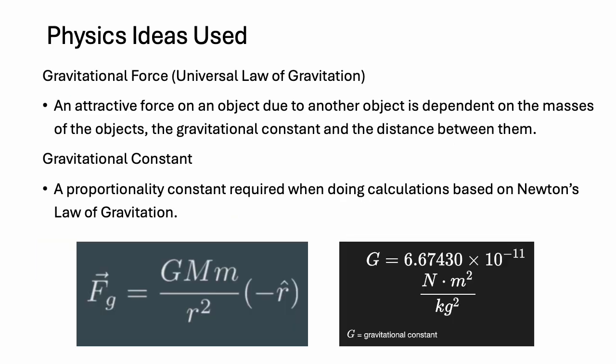Two important physics ideas used in this lab are the universal law of gravitation and the gravitational constant. The universal law of gravitation states that an attractive force on an object due to another object is dependent on the masses of the objects, the gravitational constant, and the distance between them. The gravitational constant is a proportionality constant required when doing calculations based on this law of gravitation, and it's equal to about 6.7 times 10 to the negative 11th.